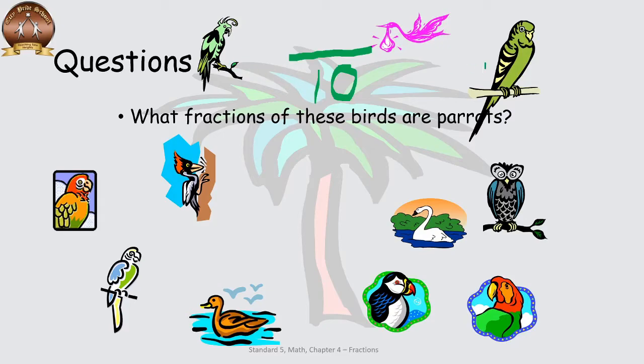And how many are parrots? 1, 2, 3, 4, 5, and 6 are parrots. So 6 are parrots. Please do not consider this to be a bird. This is not a bird here. It's just the background here. So 6 out of 10 are parrots.